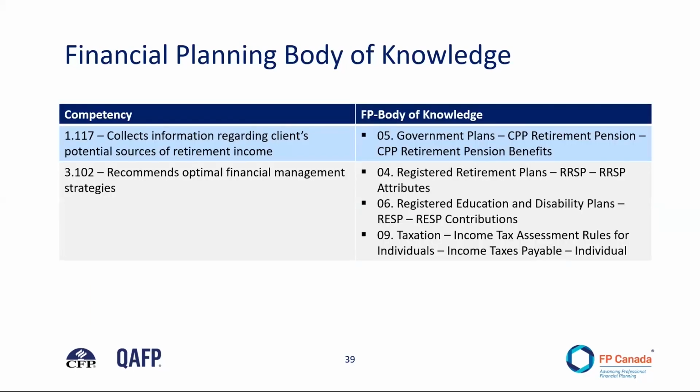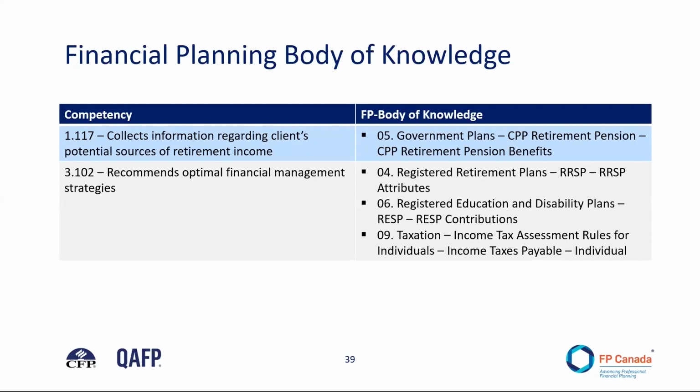Let's look at some examples of how the financial planning body of knowledge supports the ability to do the tasks specified in the competency statements. In the competency profile, the retirement planning competency 1.117 in the collection column of the matrix reads, collects information regarding clients' potential sources of retirement income. To do this task and to demonstrate this competency, you may need to have the technical knowledge about CPP retirement pension benefits, but you will need to know how to use this knowledge, applying it to a client situation in order to demonstrate this task.